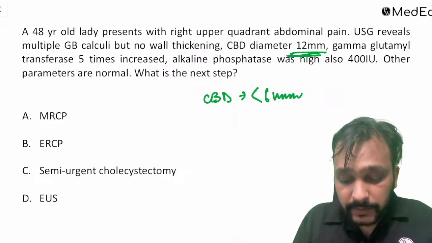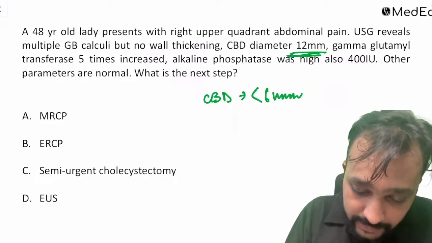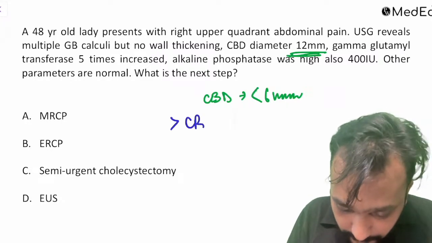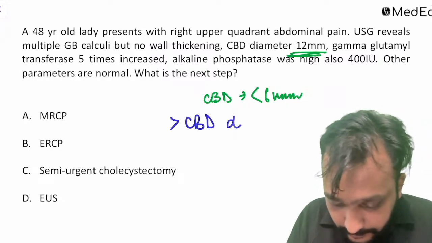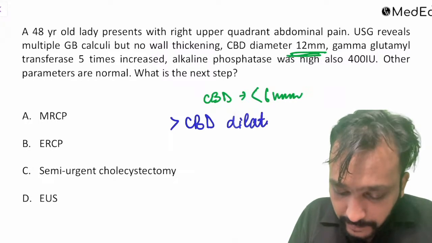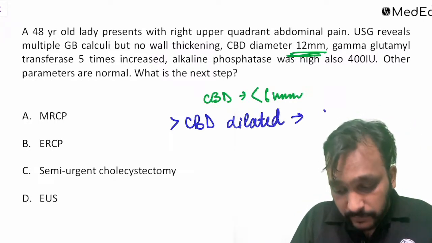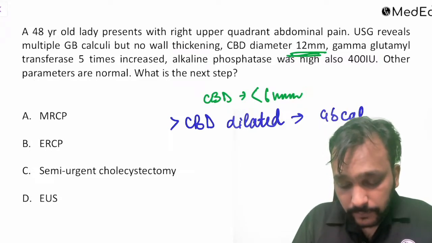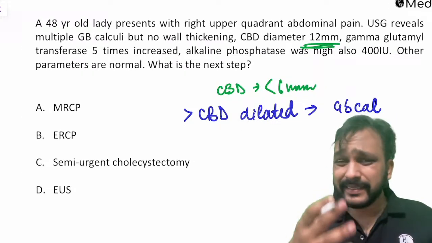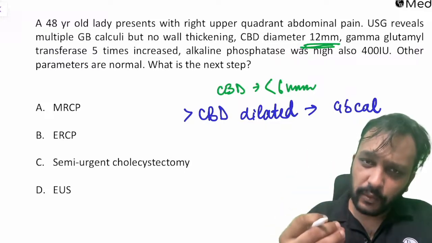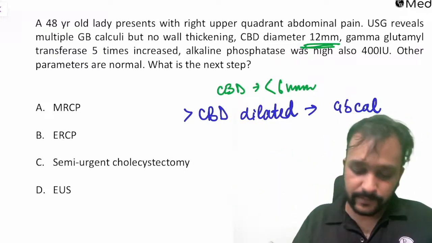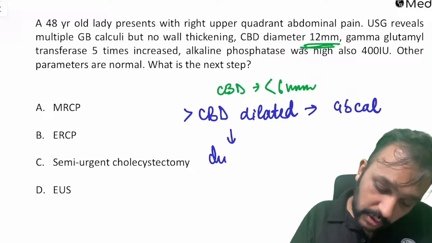So now in this patient we have been told that CBD is dilated. So what will be an important cause for CBD dilatation in a patient with GB calculi? So that will be due to the passage of the calculus from the gallbladder into the CBD. So the most important cause will be your choledocholithiasis.